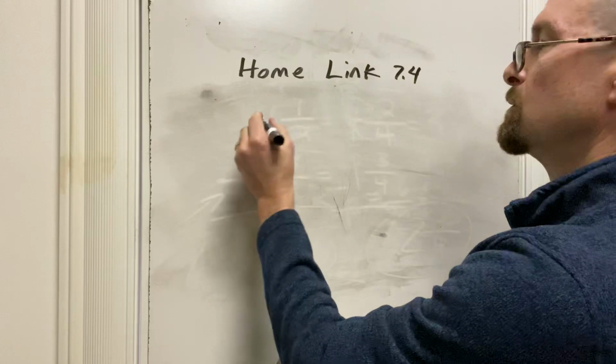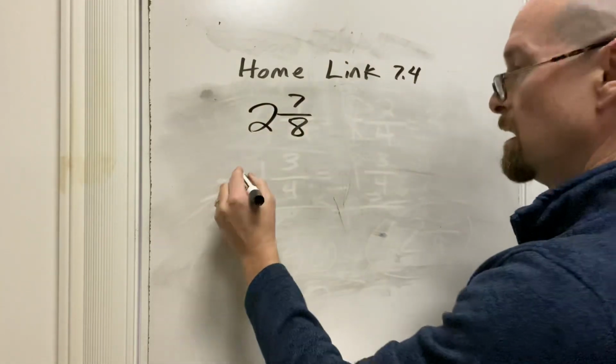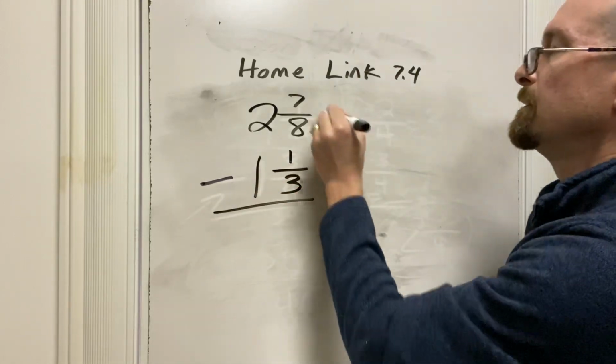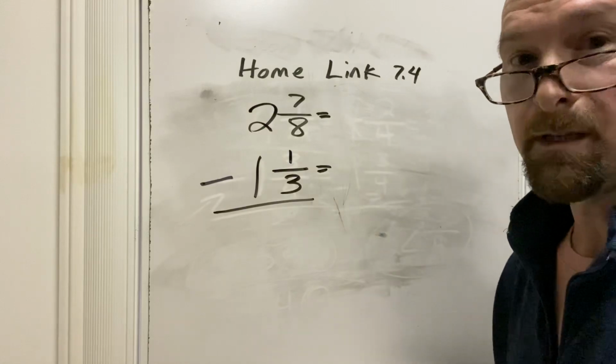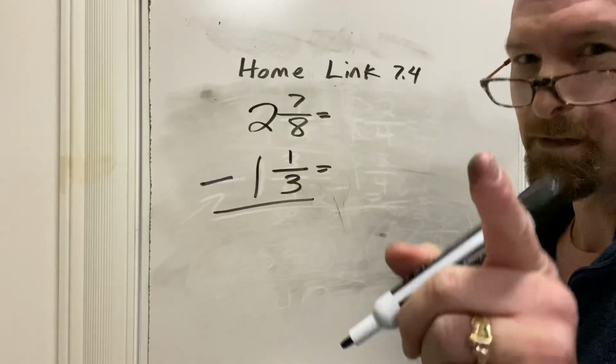Okay, let's do number 7. 2 7/8, teacher setting it up vertically. Minus 1 and 1/3. Okay. We need common denominators. 8 and 3. Yeah. 16? No. 15? No. 24. There you go.